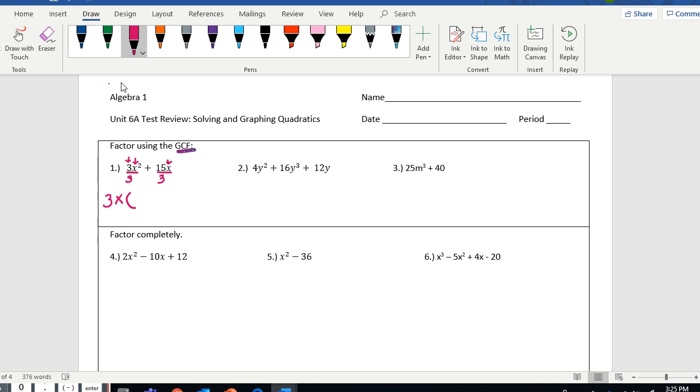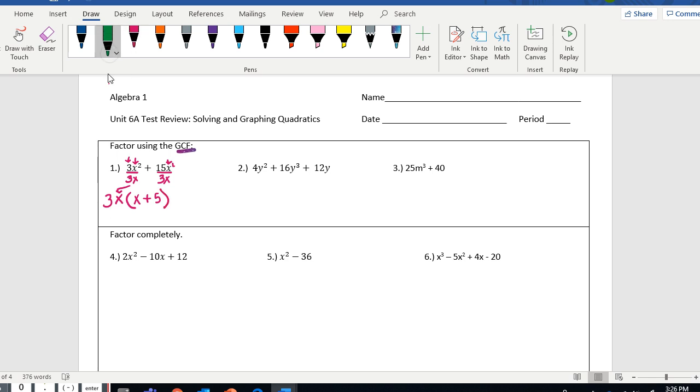And the lowest exponent of x is an understood 1. So we're going to divide out by x as well. So whatever you're dividing by goes up front. So there's your 3x. Now, if I take 3x and I divide it out, all I have left is x. If I take 15x divided by 3x, I'm left with 5. So this is plus 5.